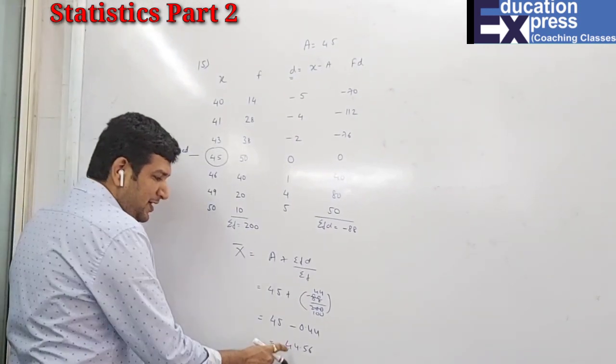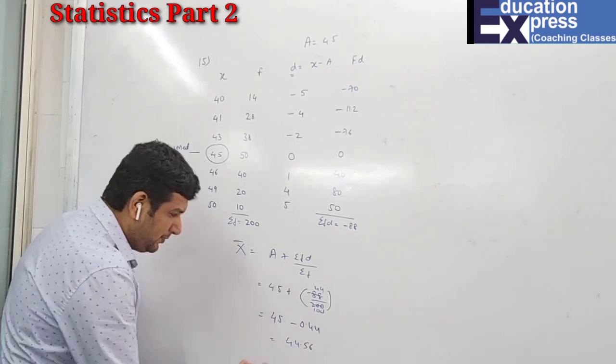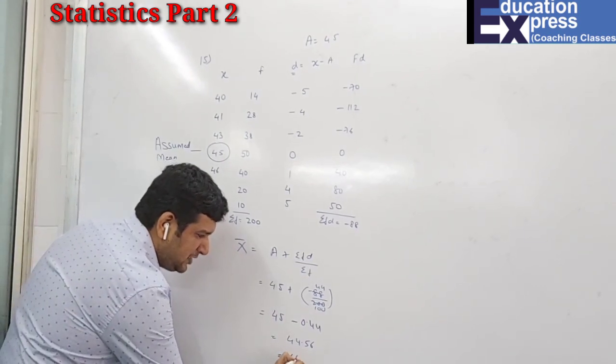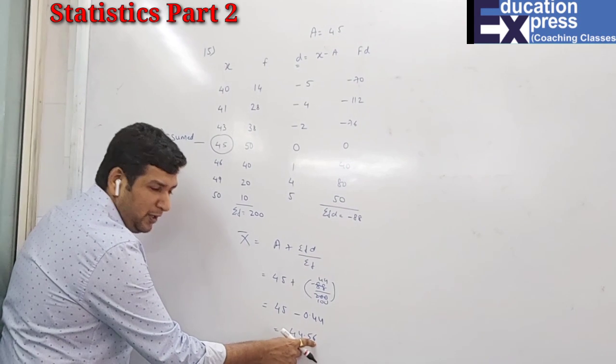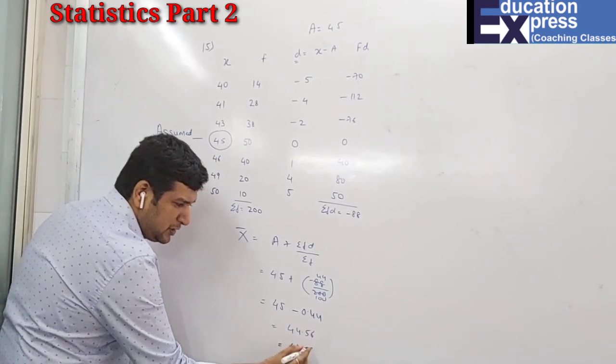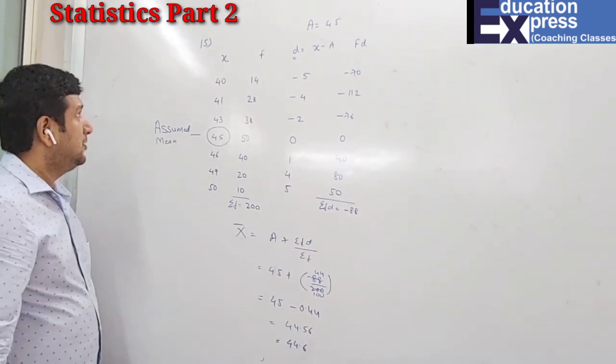So here's what they have asked: correct to 1 decimal. So obviously, if you can see over here, the second decimal is more than 5. So if I remove this, 44.6 is the answer for the mean of question 15.